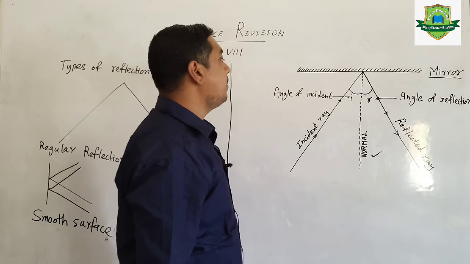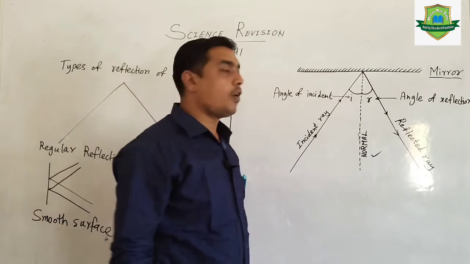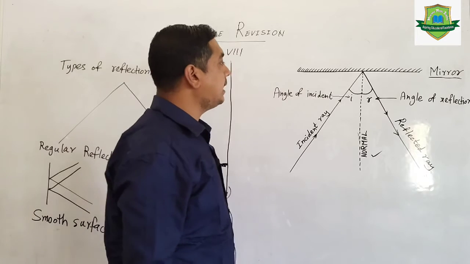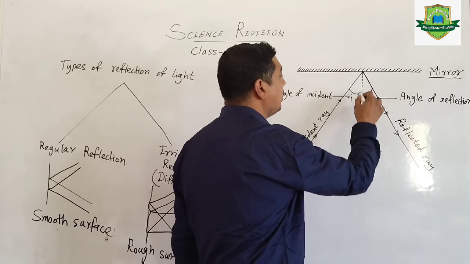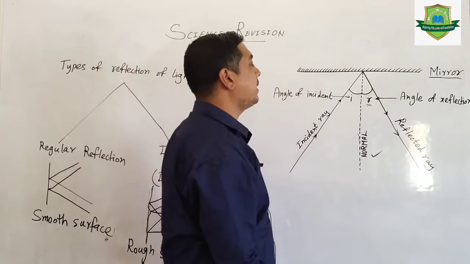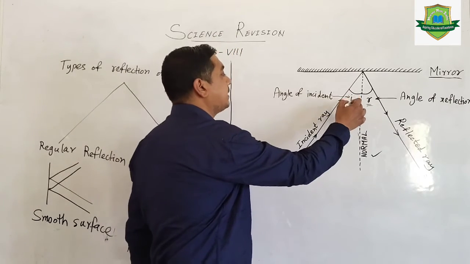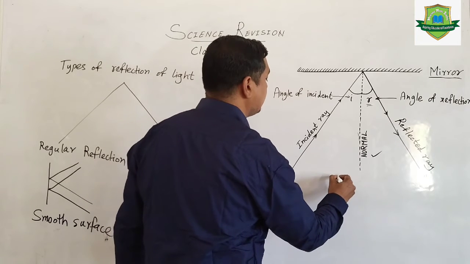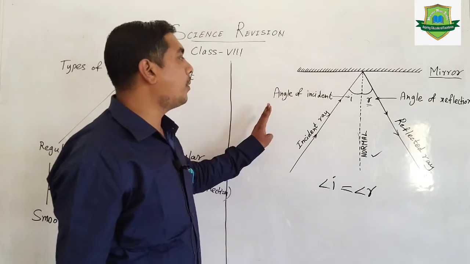And here the angle formed between the incident ray and the normal is called the angle of incidence. Okay, so the angle formed between the incident ray and the normal we call the angle of incidence. Similarly, the angle formed between the reflected ray and the normal we call the angle of reflection. You all can see it here. Angle of reflection we represent by the letter small r, and angle of incidence we represent by the letter small i. Okay dears, and remember, the angle of incidence is always equal to the angle of reflection. Okay dears, I hope you understood this.